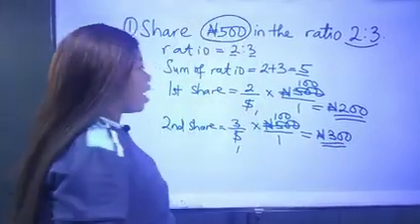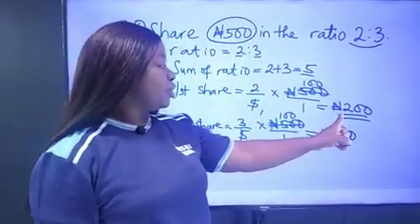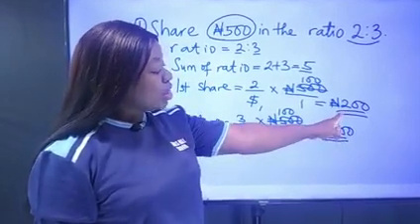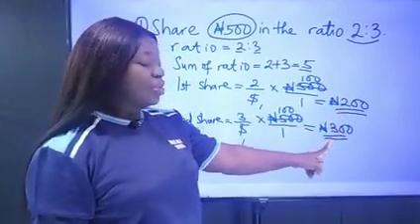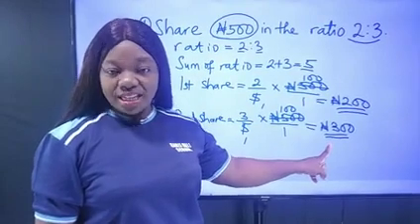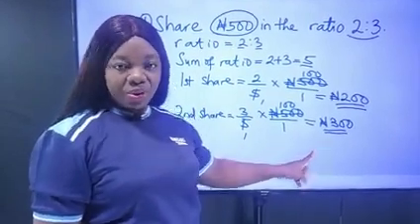So you can see that we have been able to share 500 naira in the ratio 2:3. You can see that the first share is 200 naira and the second share is 300 naira. So take note and write this down in your exercise book.